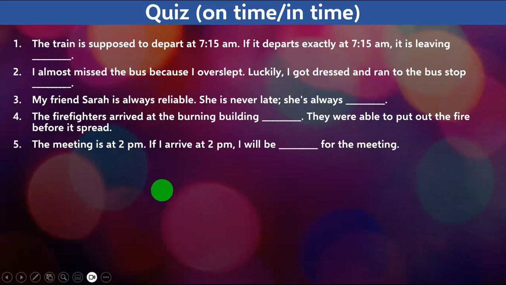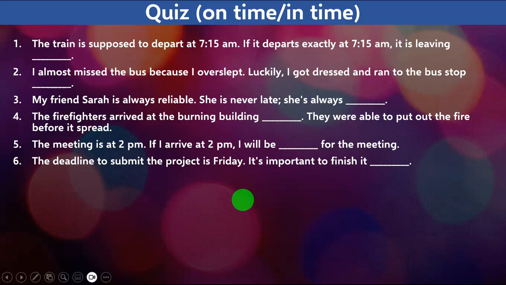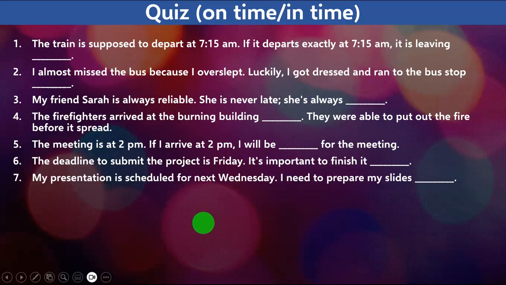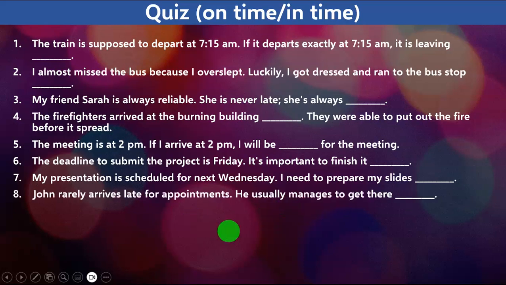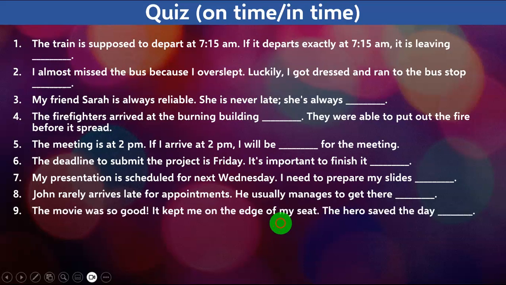Number 5, the meeting is at 2 p.m. If I arrive at 2 p.m., I will be dash for the meeting. Number 6, the deadline to submit the project is Friday. It's important to finish it dash. Number 7, my presentation is scheduled for next Wednesday. I need to prepare my slides dash. Number 8, John rarely arrives late for the appointments. He usually manages to get there dash.